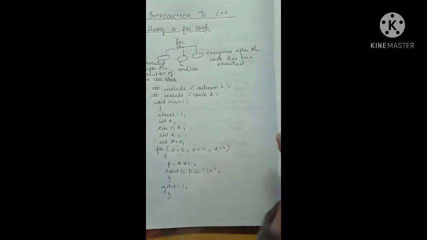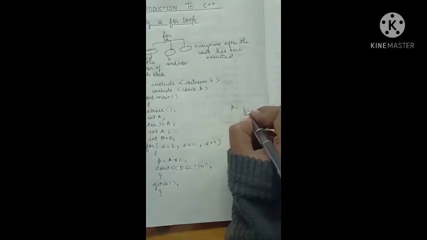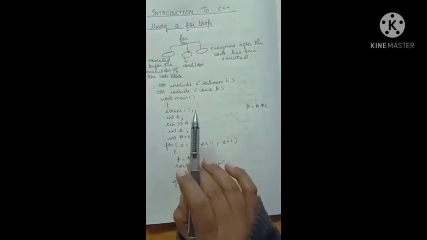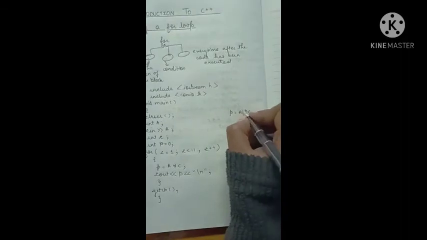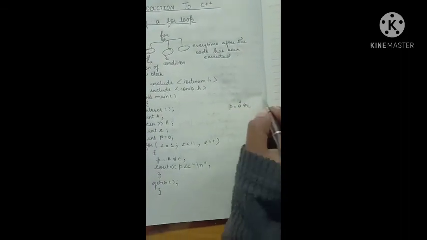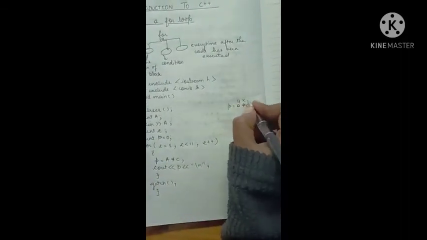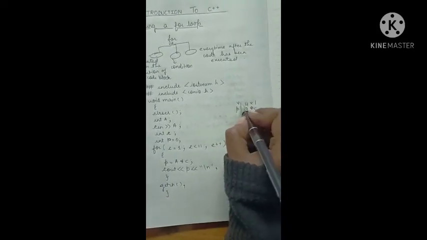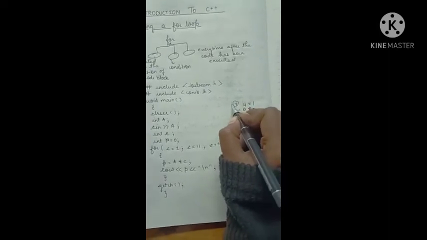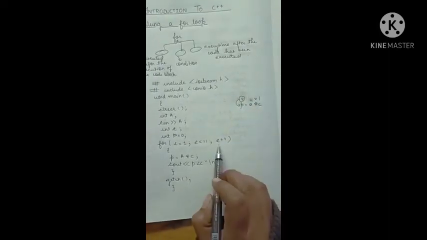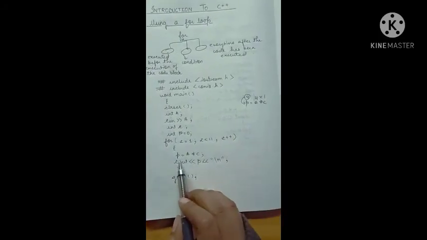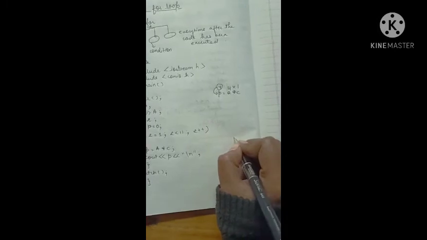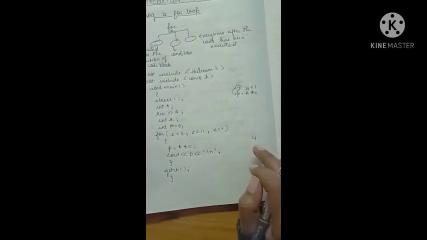Suppose you want to write a table of 4 using this for loop. You will get 4 through the keyboard, and that 4 will be stored in the variable a. The initial value of c is 1. So 4 ones are 4, and this value 4 gets stored in the variable p. Now this part will not execute. Now the computer comes to the statement cout p, so you will get the value 4 on your output screen.